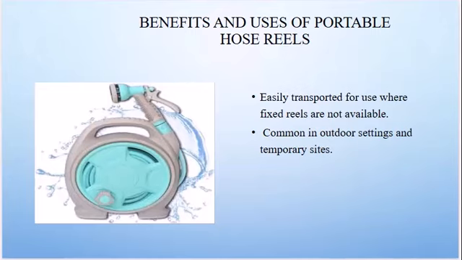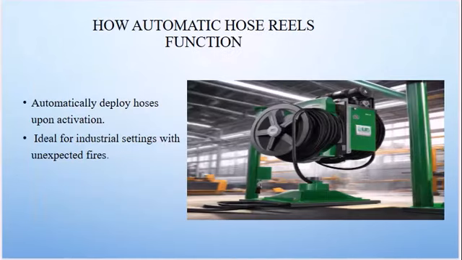Portable hose reels are easily transported and can be used where fixed reels are not available. They are commonly found in outdoor settings and temporary sites. Understanding the advantages of portable hose reels supports effective fire management. Regular inspections ensure that portable reels remain functional. Training staff on the use of portable reels enhances overall emergency response. How automatic hose reels function.